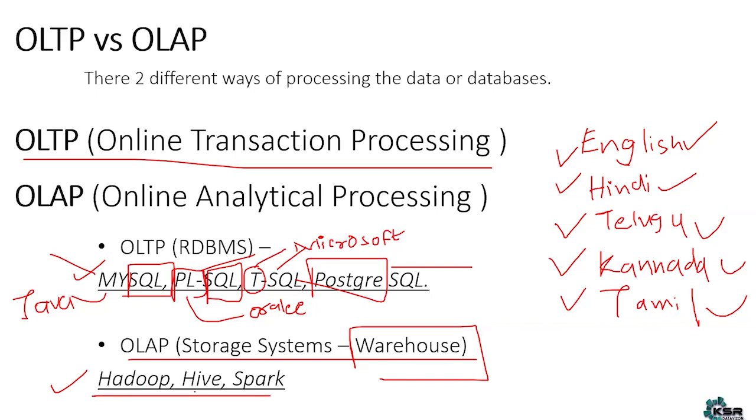Those languages are called Hadoop, Hive, and Spark. These are all big data languages. SQL is not a big data language. SQL is a straightforward, easy-to-interact database language. Whereas if it's big data or a data warehouse, in that case Hadoop, Hive, Spark, all these languages come into the picture.